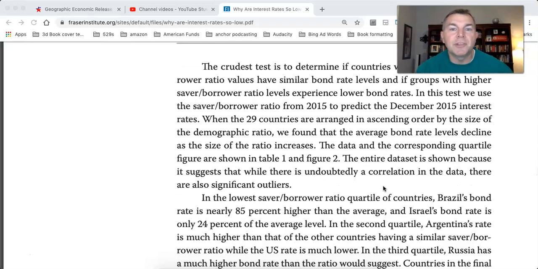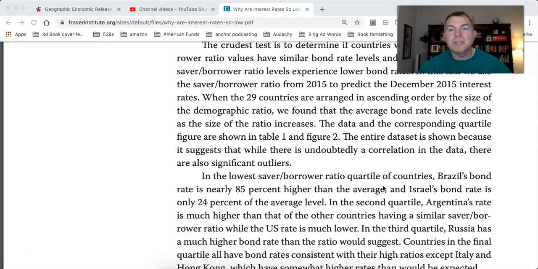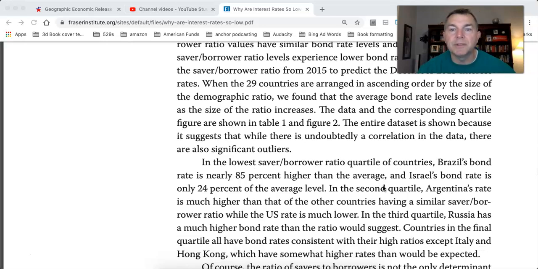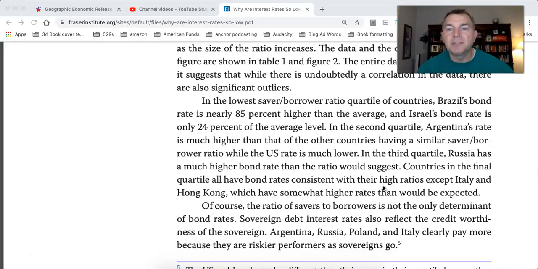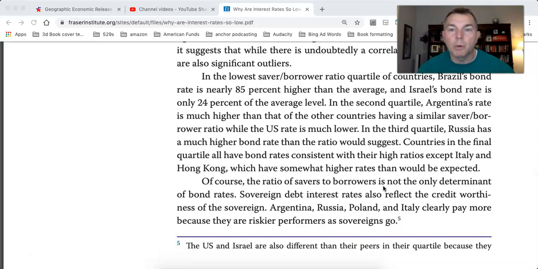In this test, we use the saver borrower ratio from 2015 to predict the 2015 interest rates. When the 29 countries are arranged in ascending order by the size of the demographic ratio, we found the average bond rates decline as the size of the ratio increases. In the lowest saver to borrower ratio quartile of countries, Brazil's bond rate is nearly 85% higher than the average, and Israel's bond rate is only 24% of the average level. In the second quartile, Argentina's rate is much higher than that of the other countries having a similar saver to borrower ratio, while the U.S. is much lower.